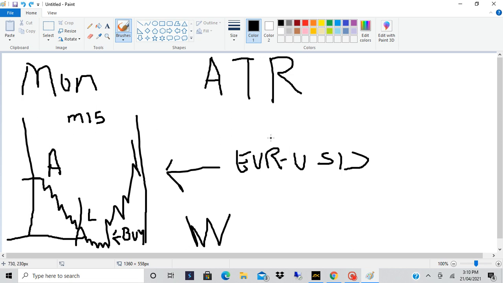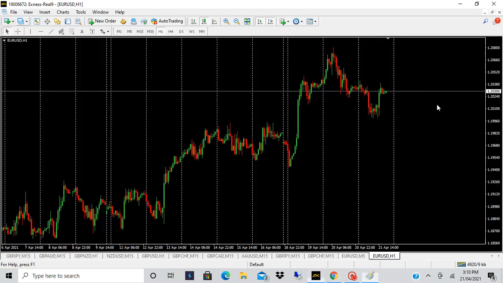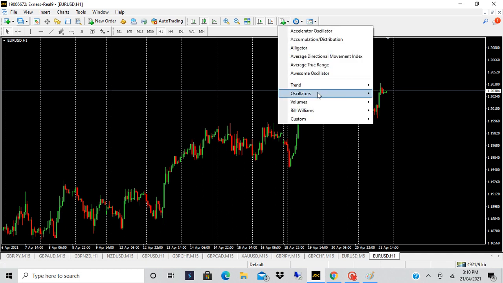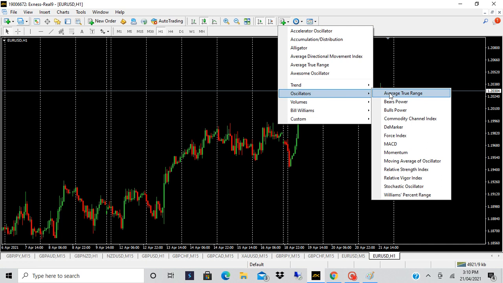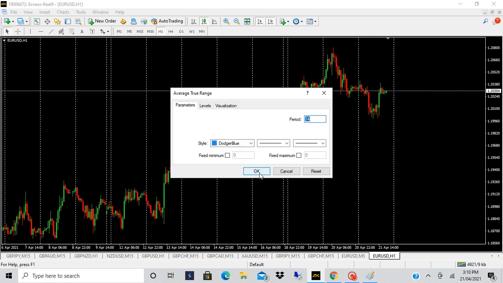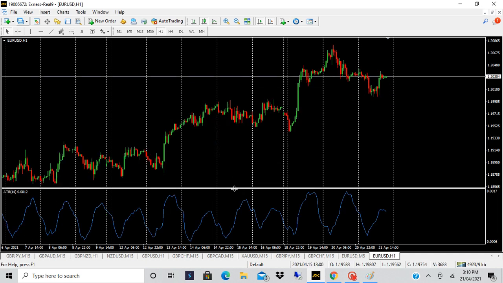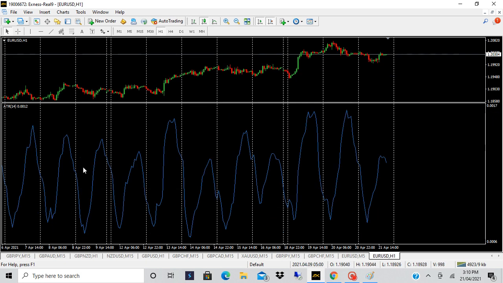All right, so let me show you live on the chart how you can know the average of a candlestick. So let's go to the MT4 chart, and I'm presently on the EUR/USD. Now let's bring up the ATR. There's this plus here, you click it and you go down to oscillators and you would see the average true range. Now on the average true range, I don't interfere with any settings, and I do not use the blue line. What I want to know is this figure here.